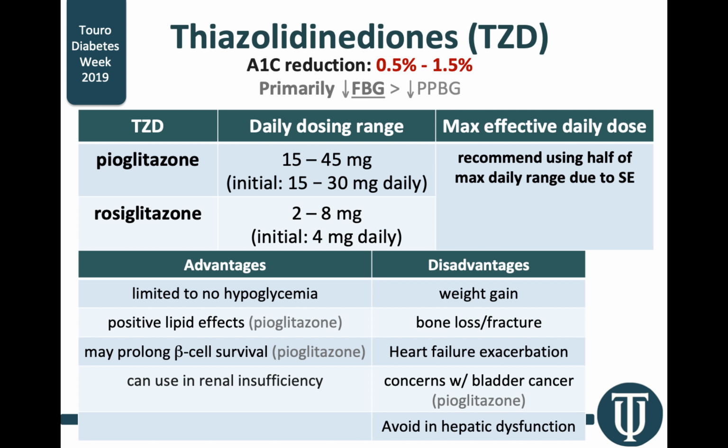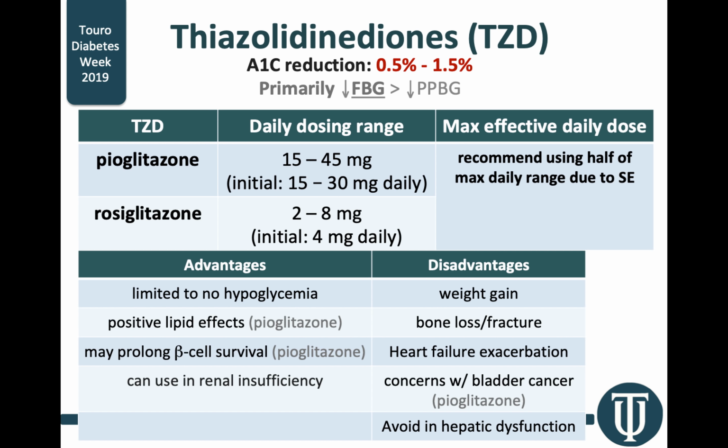Okay, so in terms of dosing, the important thing here is that the max effective dose is recommended to be half of the recommended dose by the manufacturer. That means to initiate, of course, you want to start low, but you might not want to prescribe more than 30 milligrams of pioglitazone because we might not get the benefit, but what we might get more is the side effects. So for rosiglitazone, we might want to just start at 4 and just leave it there.